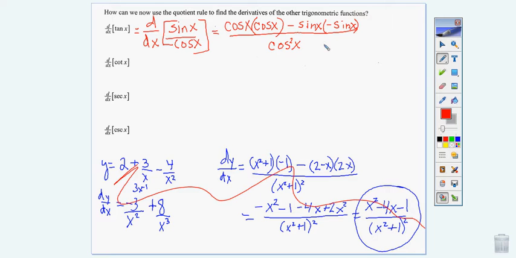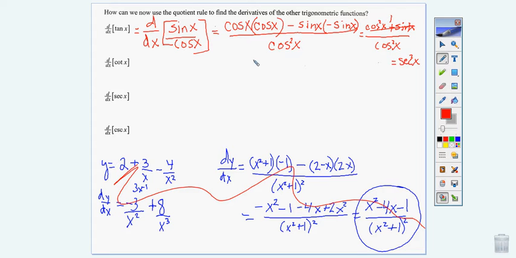So what is this equal to? Well, this would be equal to cosine squared x minus, wait, plus sine squared x, all over cosine squared x. And what is that top? 1. So what is the derivative of tangent? 1 over cosine squared x, which is equal to secant squared x.